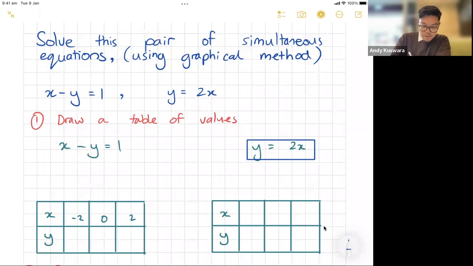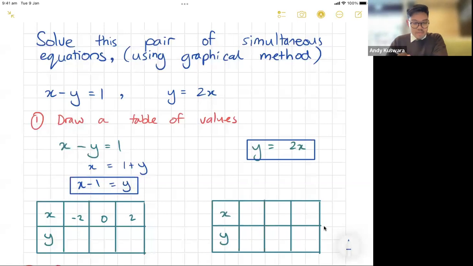I'm going to move the y over to the other side because I want the y to be by itself. So it's 1 plus y, because I plussed it over, and then I'm going to minus the 1 to the other side. So y equals x minus 1. So x minus 1 equals y. I've just switched it around. So that's going to be a nicer way of writing it.